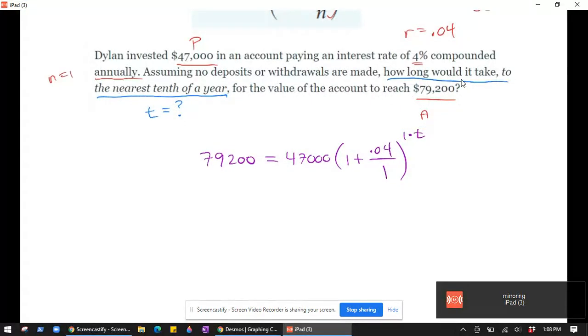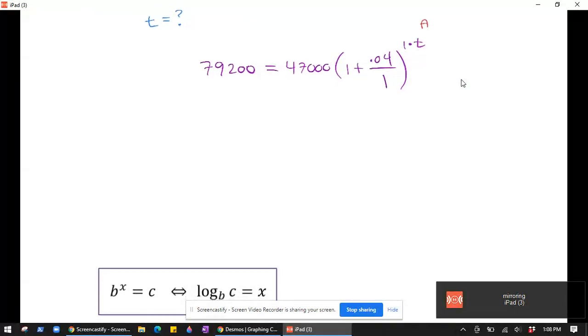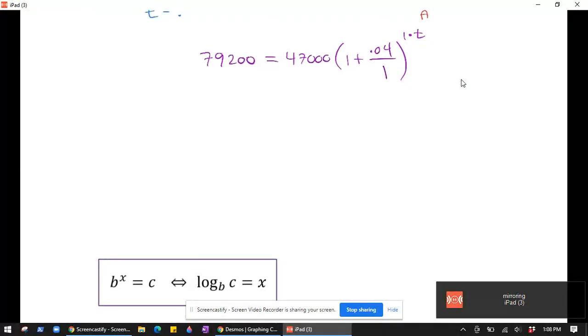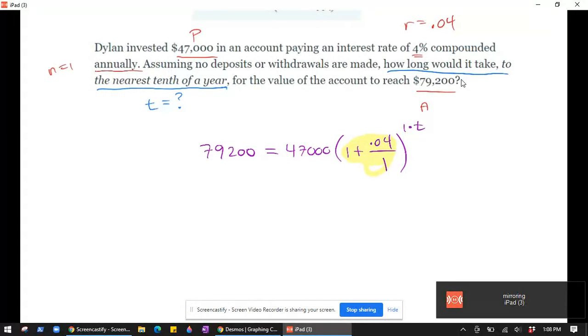Now our goal is to solve for T. It's in the exponent. That's going to require using logs, and so I have this box down here to help us. But notice that the box only works if our base is isolated, right? There's nothing in front of it. Our base is this. So we got to isolate that. Now it's not isolated because of the 47,000. So I need to divide both sides by 47,000 first.